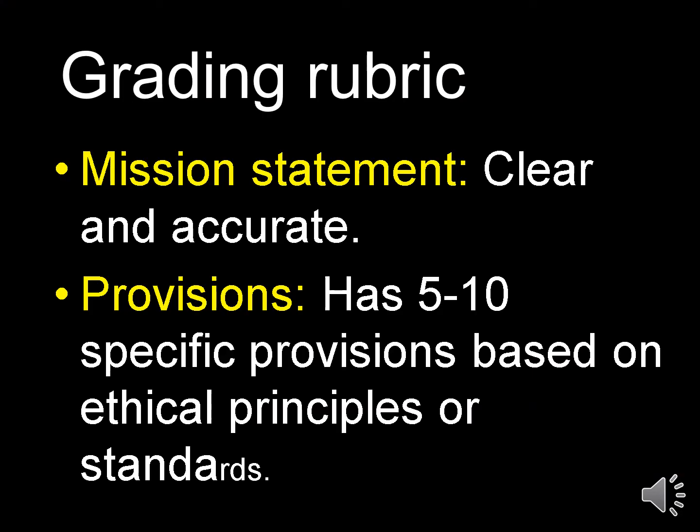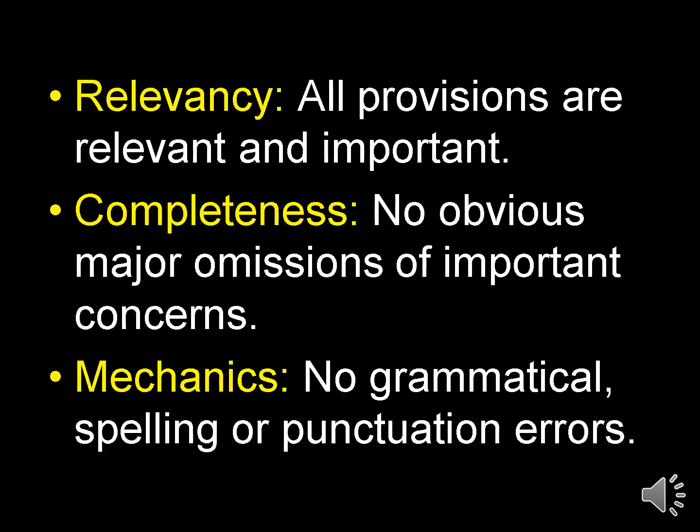Okay, now here's the grading rubric. You need a clear, accurate mission statement that really describes the main objective of the organization. You need to have 5 to 10 specific provisions that are based on some kind of ethical principles or standards, and these have to be relevant, okay, and important. All the provisions have to be relevant and important. And you should try to make your code complete. There should be no major obvious omissions of any important issues or concerns.